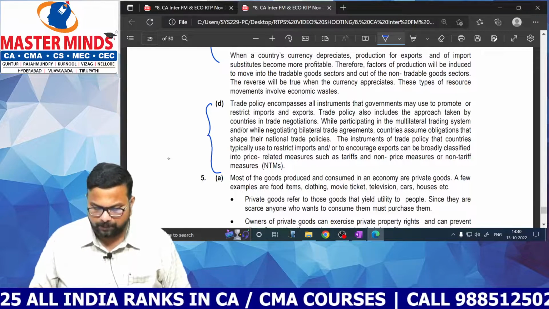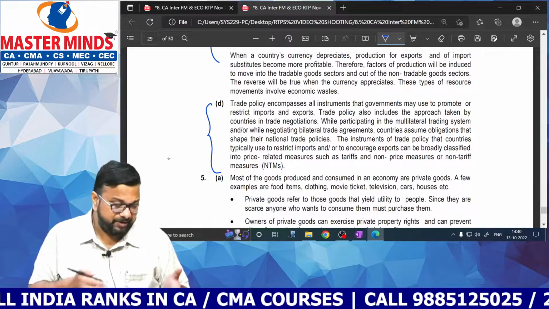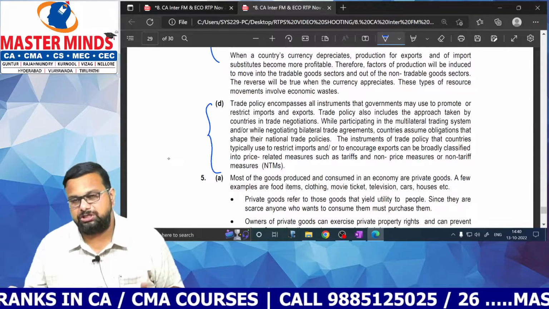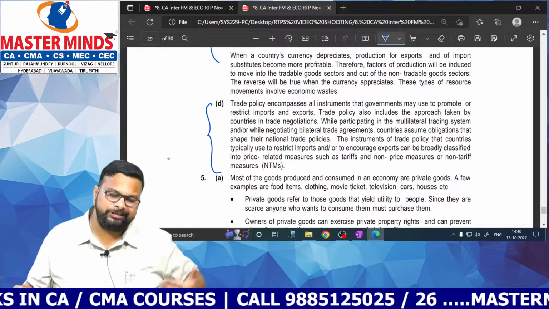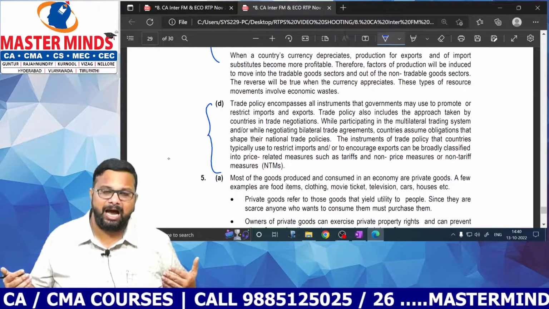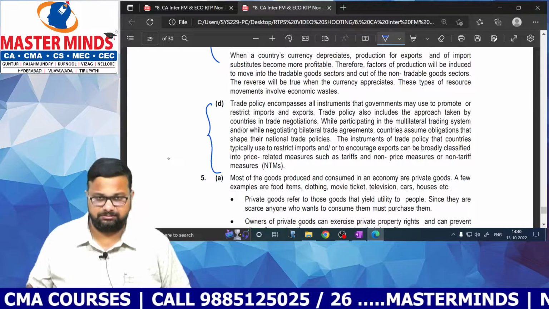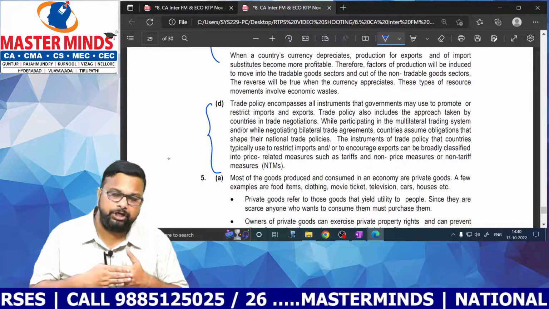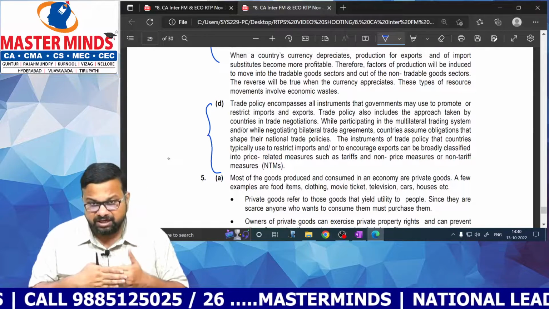Trade policy also includes the approach taken by the countries in the negotiation. See, trade policies act as a base for trade negotiations. If the policies of both the exporting country and the importing country are the same, then there is no need to negotiate. But since both these countries have conflicting objectives, their policies will differ from one another.